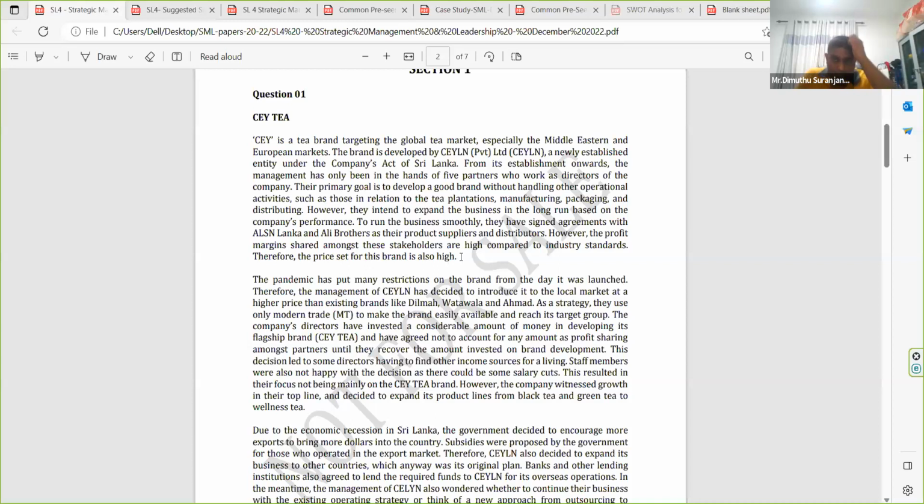That's the point, right? Now see, the profit margin share among these stakeholders is high compared to the industry standard. That's the point they have mentioned. So the profit margin of these stakeholders is high. I think it's clear for you. Therefore, the price set for this brand is also high.